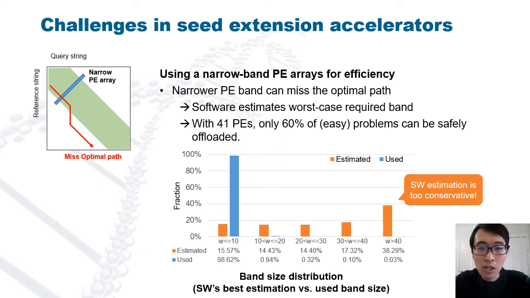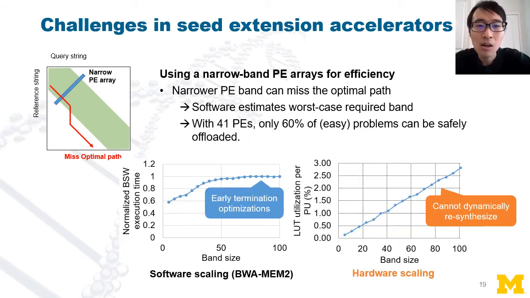The only way to guarantee optimality is to use the worst-case estimation of the required band, which is calculated by software based on the string length. However, even with the state-of-the-art algorithm, we can only obtain a really conservative estimation, as you can see in the figure. We plot band size versus software execution time and hardware resource utilization. Software can afford full band thanks to the kernel's early termination optimization at runtime. However, because we cannot resynthesize hardware at runtime, band size appears as a fixed area cost.